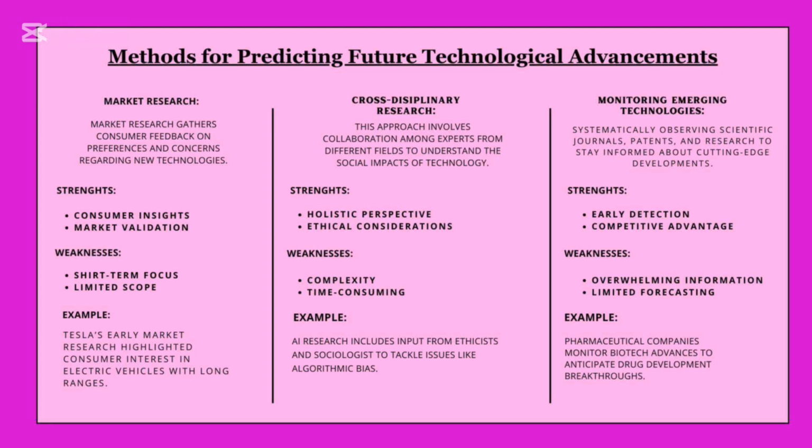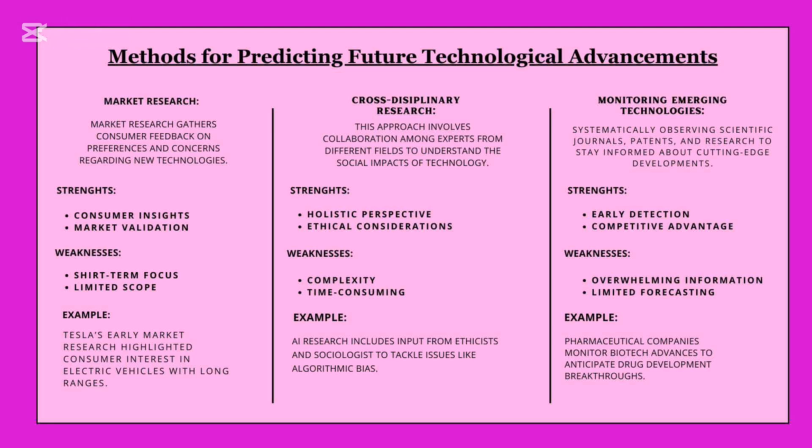Example: Tesla. Early market research highlighted a significant consumer interest in electric vehicles that offer long ranges. This insight guided Tesla's development strategy, focusing on battery technology and performance to meet consumer expectations. Cross-disciplinary research. Cross-disciplinary research is when experts from different fields work together to understand how technology affects society. This approach acknowledges that technology doesn't just develop on its own, it interacts with people's values, ethics, and cultural backgrounds.